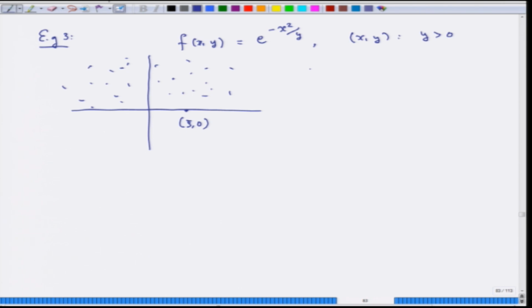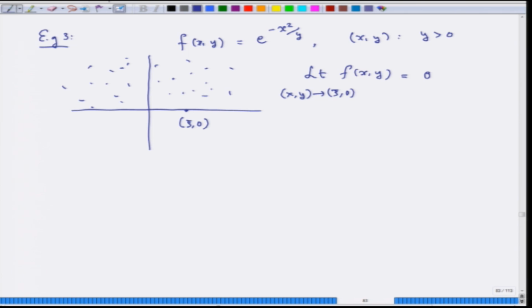Basically, you are now looking at the limit of f(x, y) as (x, y) goes to (ξ, 0). What would this limit be? Because when y goes to 0, this whole thing is going towards minus infinity. So it is e to the power minus infinity, but when t goes towards minus infinity, e to the power t actually goes towards 0. So this limit is actually 0.